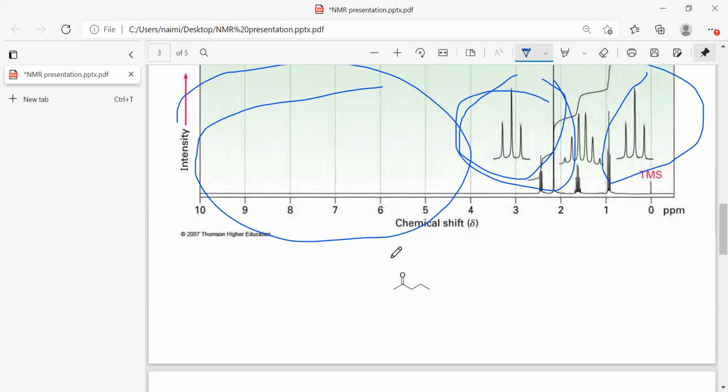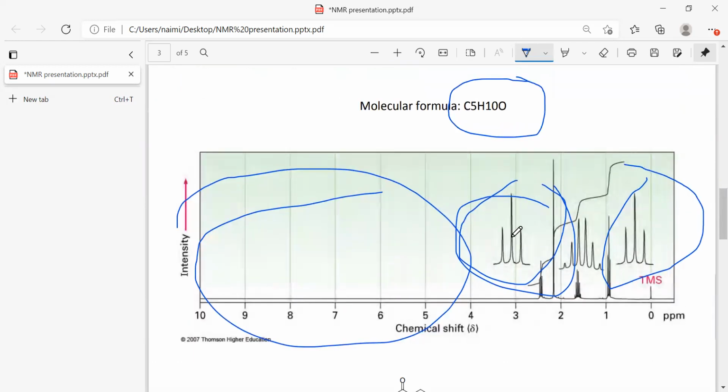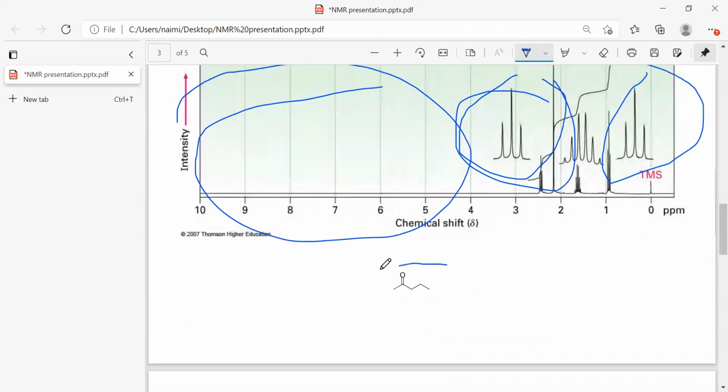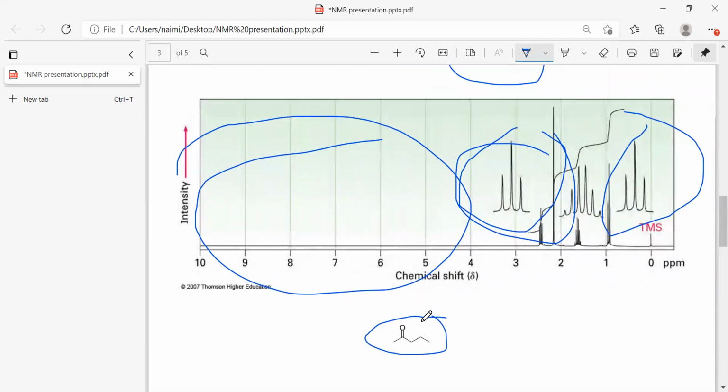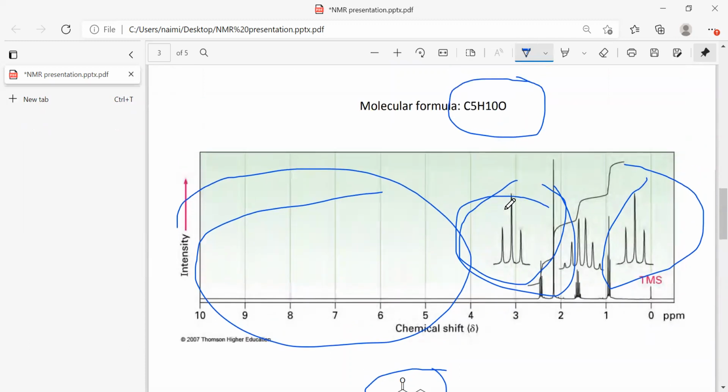So here the NMR spectra also identifies this unknown organic compound. With the help of these steps, you can identify the unknown organic compound. Molecular formula and NMR are sufficient for knowing the unknown organic compound.